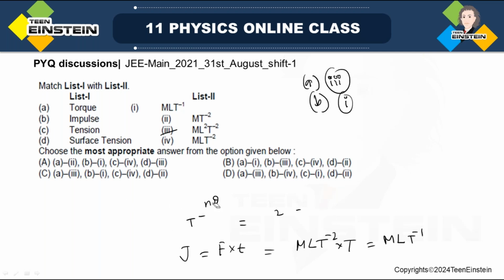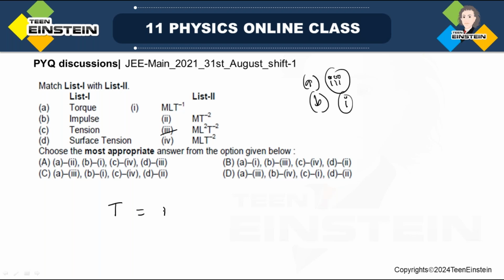Tension is simply force, right? Tension is simply force, that is m l to the power minus 2. So this will be 4. So option C will match with 4.